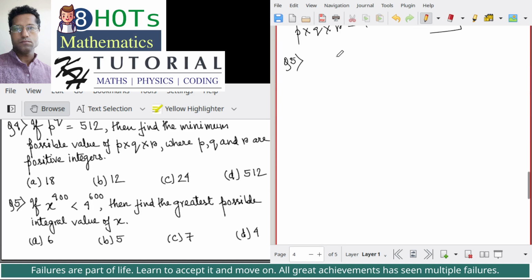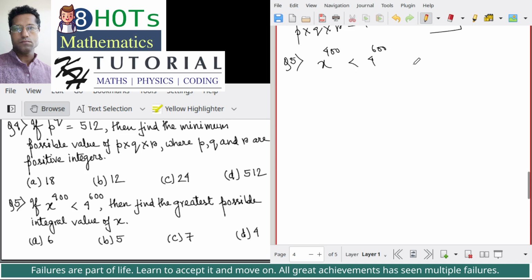Okay, so it is given x to the power 400 is less than 4 to the power 600, then find the greatest possible integral value of x. Integral value of x means x is an integer. Now, that integer could be a positive integer or a negative integer. Okay, so let's see. So this is given. If this is so, then what will be the greatest possible integer value of x?